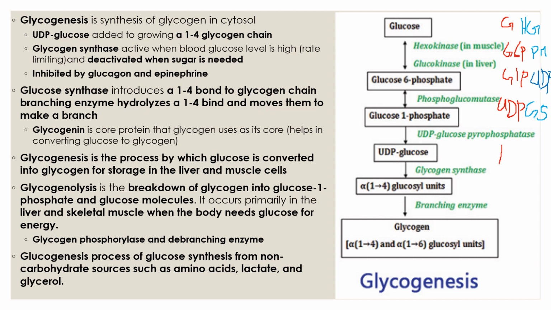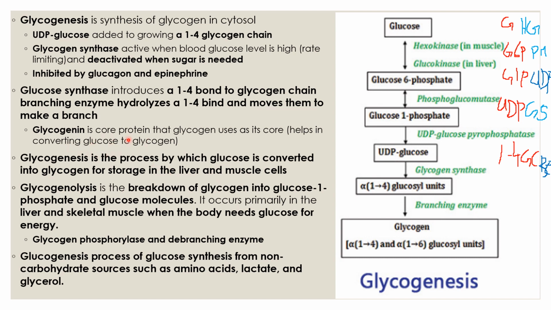Okay, alpha 1,4 glycogen chain, and then the alpha 1,4 glycogen chain uses branching enzymes. So you can just call these BE, branching enzymes, to turn into a glycogen. So the final product is a glycogen. So glycogen synthase introduces the alpha 1,4 bond to the glycogen chain, and the branching enzyme hydrolyzes an alpha 1,4 bond and moves them to make a branch, hence why it's called a branching enzyme.